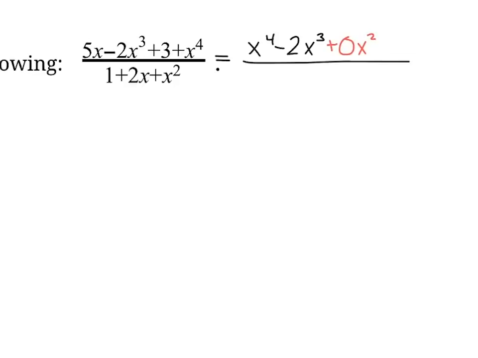So we are going to do the same thing for the squared term in the numerator. We're going to write x to the power of 4 minus 2x to the power of 3 plus 0x squared plus 5x plus 3.